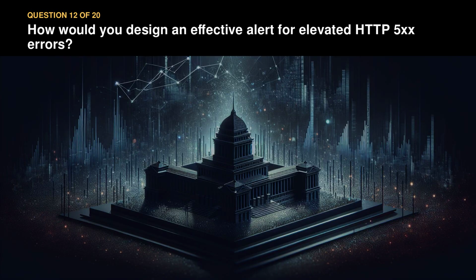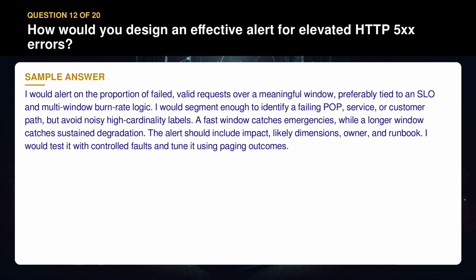Question 12. How would you design an effective alert for elevated HTTP 5xx errors? I would alert on the proportion of failed, valid requests over a meaningful window, preferably tied to an SLO and multi-window burn rate logic. I would segment enough to identify a failing POP, service, or customer path, but avoid noisy high cardinality labels.